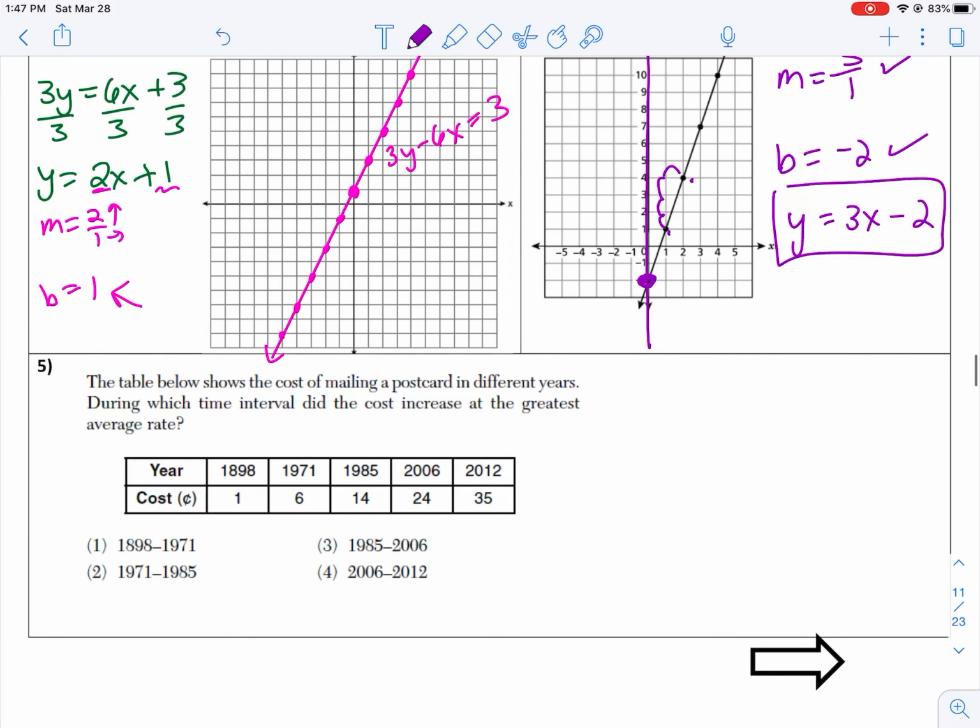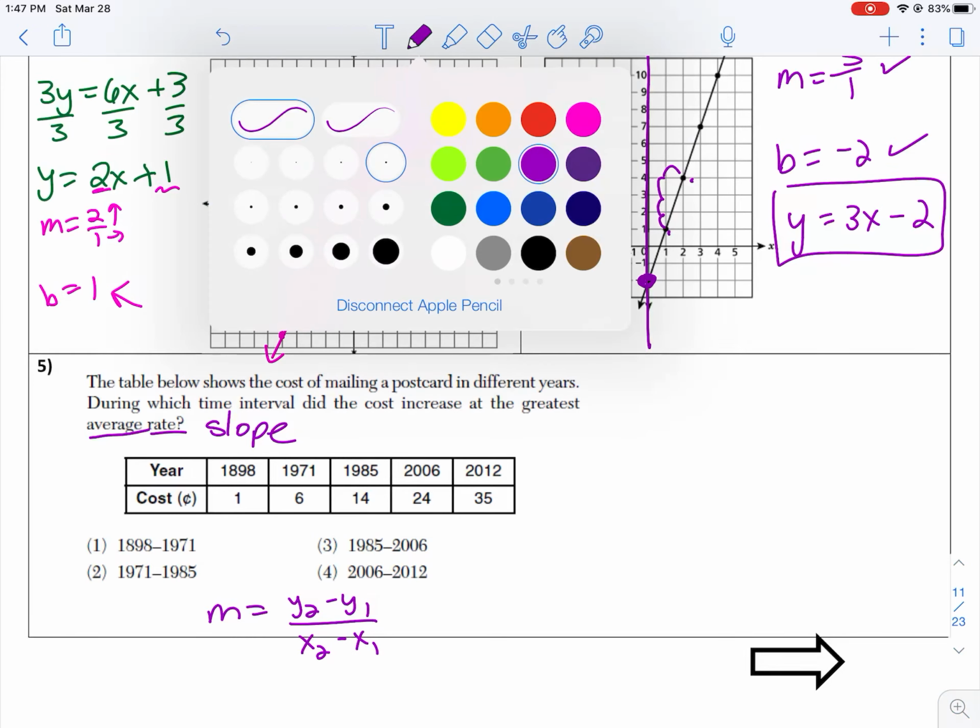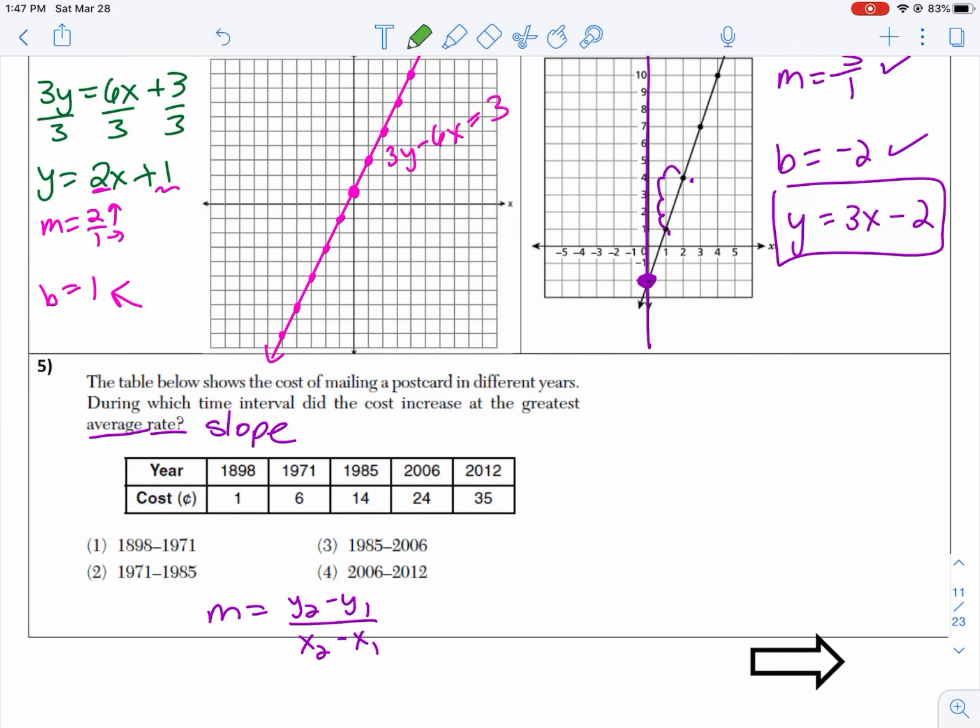Question number 5 gives us a table, shows the cost of mailing a postcard in different years. It wants to know which time interval did the cost increase at the greatest average rate. That, you should know, means slope. And we know a slope formula, m equals y2 minus y1 over x2 minus x1. So this is a multiple choice question, but we're not going to guess. We just have to calculate 4 slopes and find out which one is the greatest.